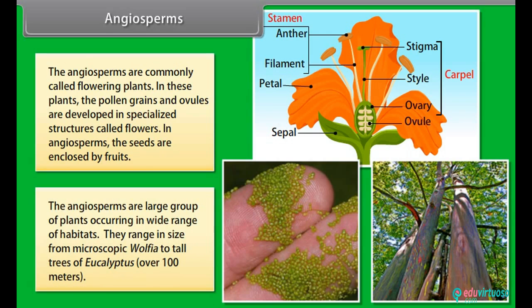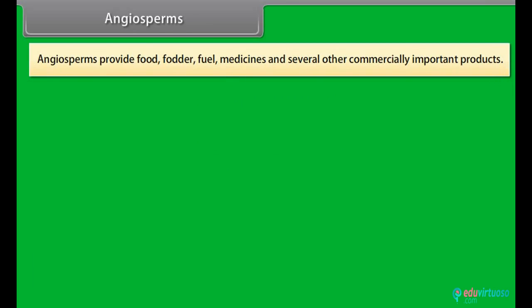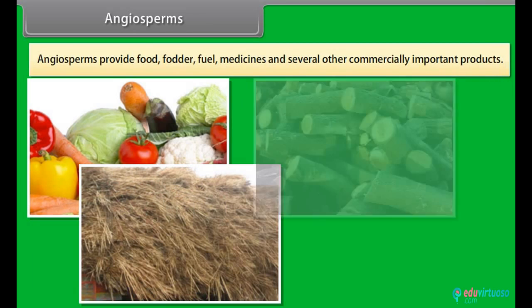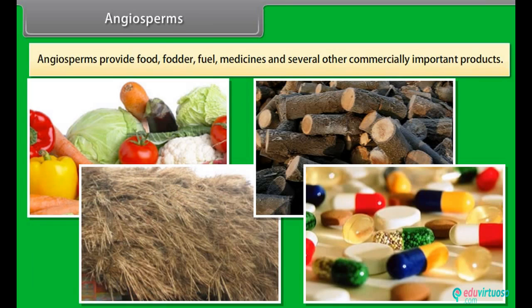The angiosperms are a large group of plants occurring in a wide range of habitats. They range in size from microscopic Wolffia to tall trees of Eucalyptus over 100 meters. Angiosperms provide food, fodder, fuel, medicines, and several other commercially important products. Angiosperms, Reproduction.